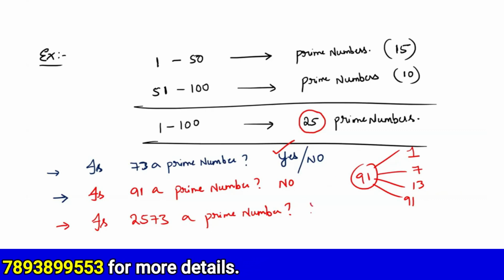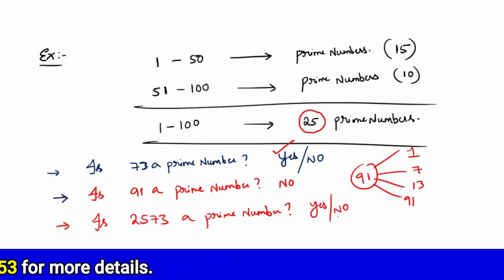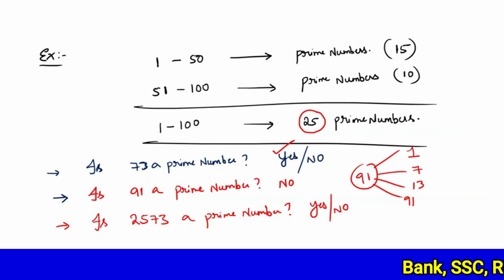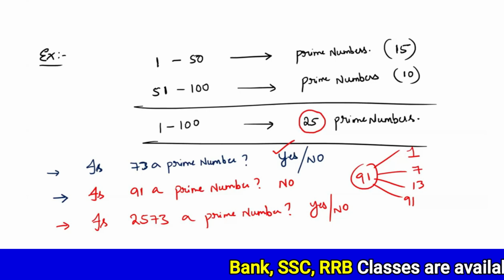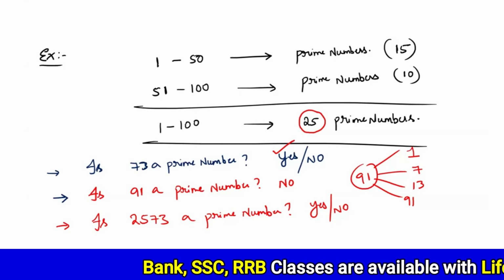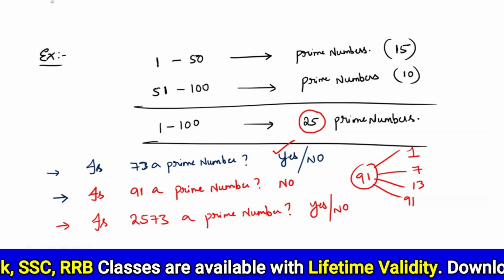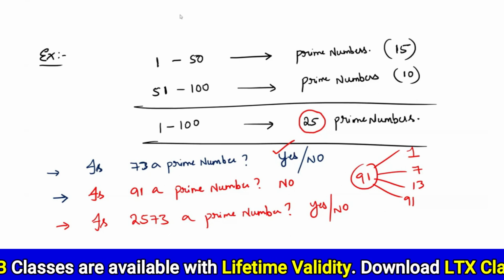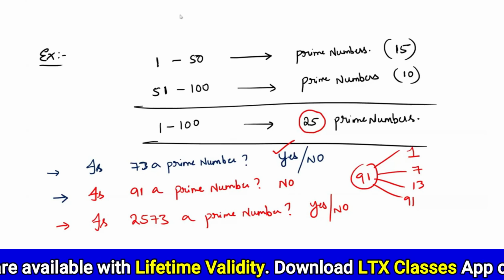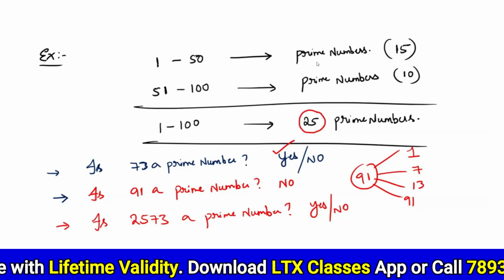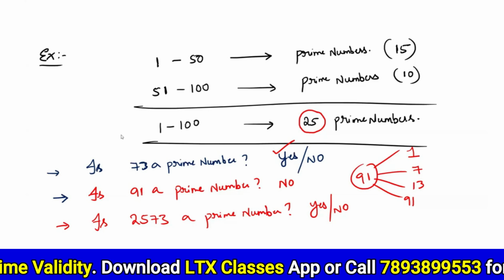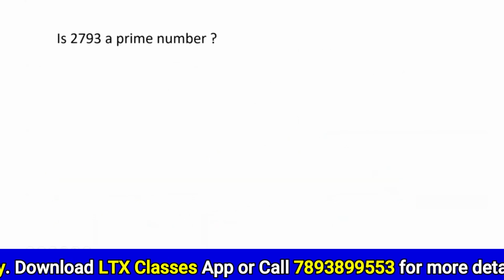Okay, yes or no? How many of you say yes and how many of you say no? 2573. Okay, what about the remaining members? There are so many students in the session. 17 students are there. I got only 3 to 4 responses.